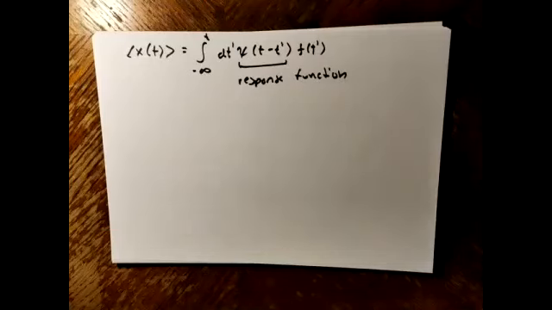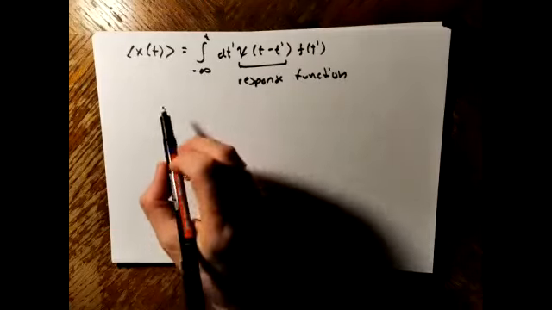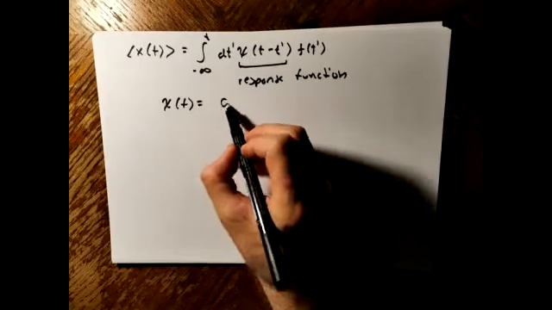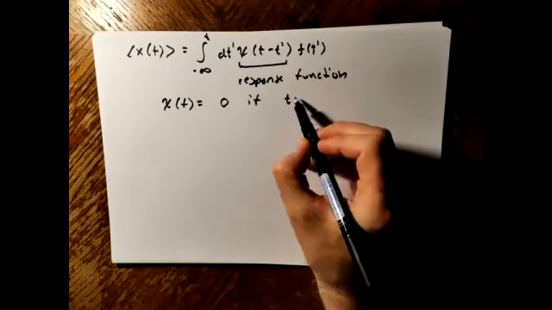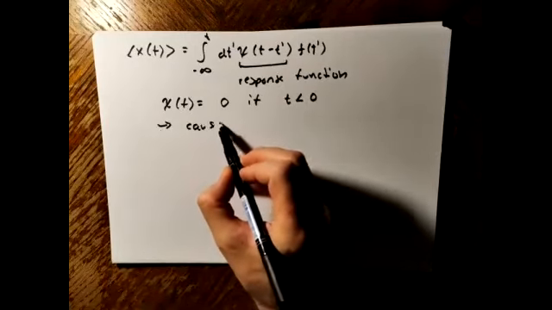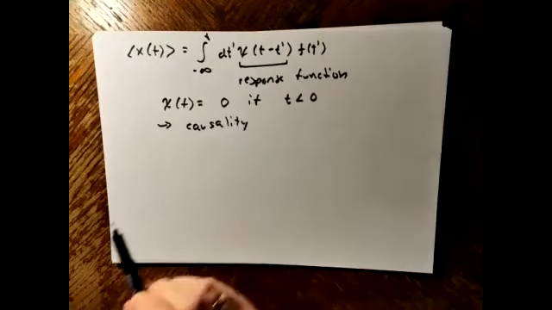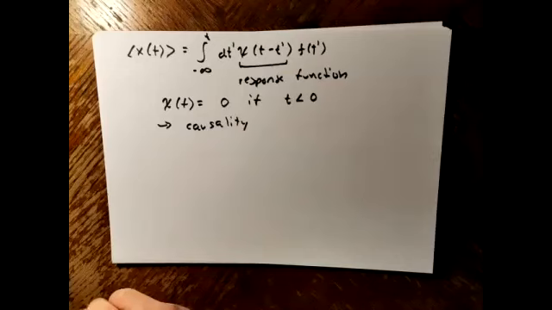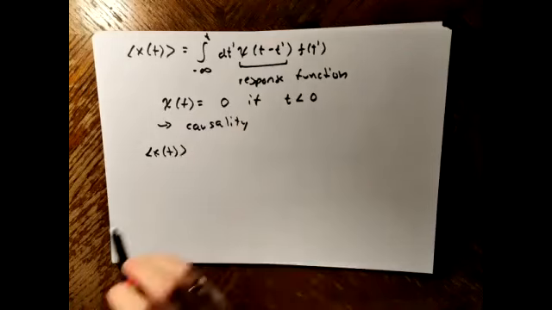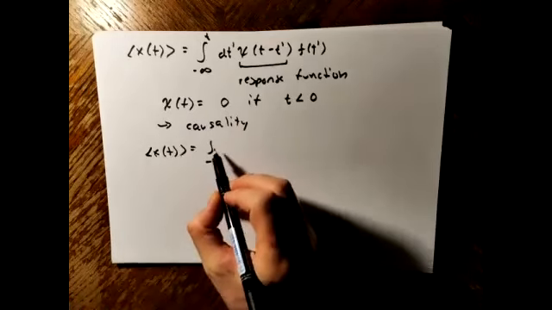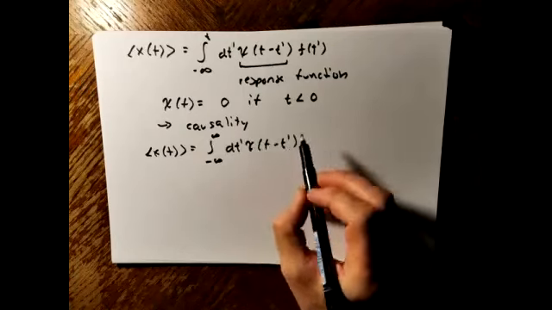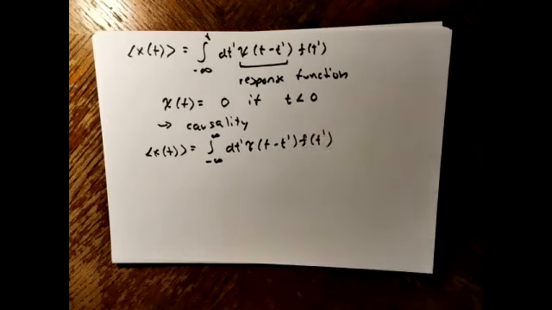Now one thing I'm going to do is say that my response function is 0 if its argument is smaller than 0. This of course is the implementation of causality. What I can write then is that x of t is the integral from minus infinity to plus infinity dt prime chi of t minus t prime f of t prime.